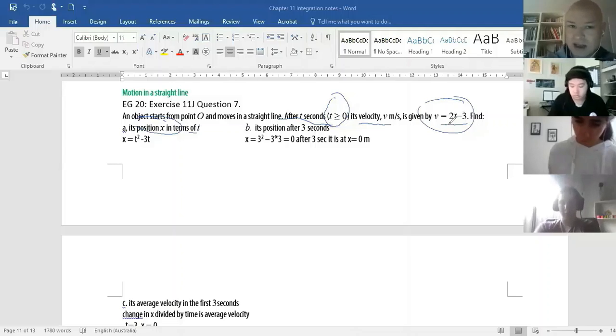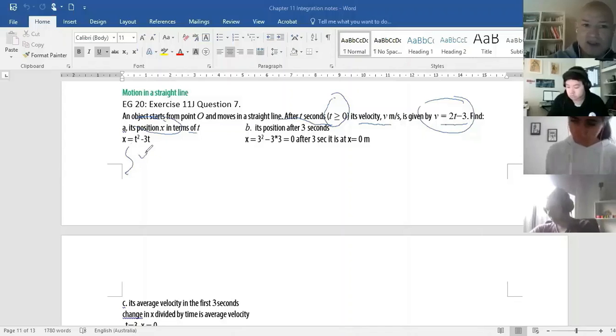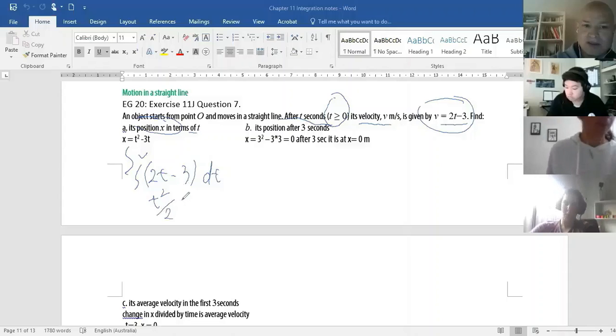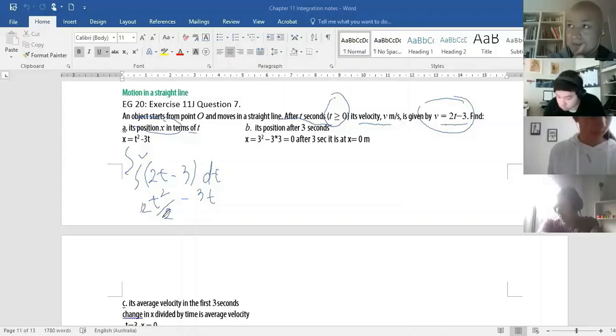So for part A, we are integrating the velocity, which in this case is 2t minus 3, with respect to t. And that's how I get the t squared minus the 3t. 2t squared over 2, that cancels, you get the t squared minus the 3t. Any questions there?